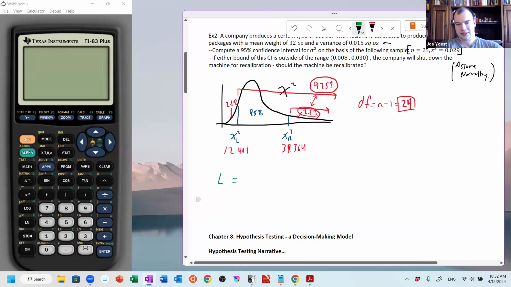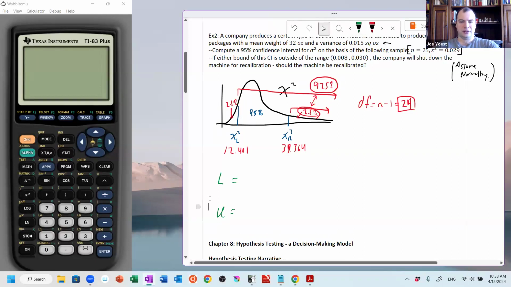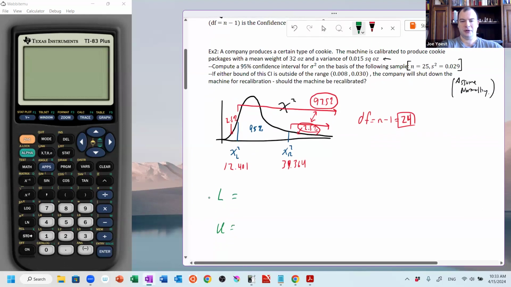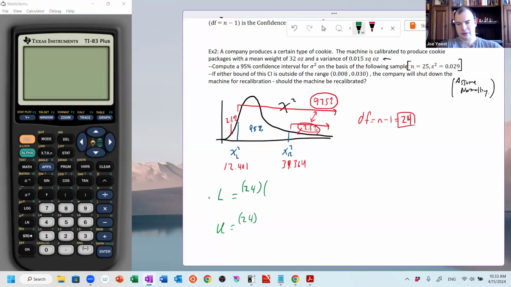So my lower bound and my upper bound both look like n minus 1 times s squared. So n minus 1, 25 minus 1 is 24, times s squared. Note that I'm given s squared directly here. I don't square this number. I just put in 0.029. And then over a chi-squared number.